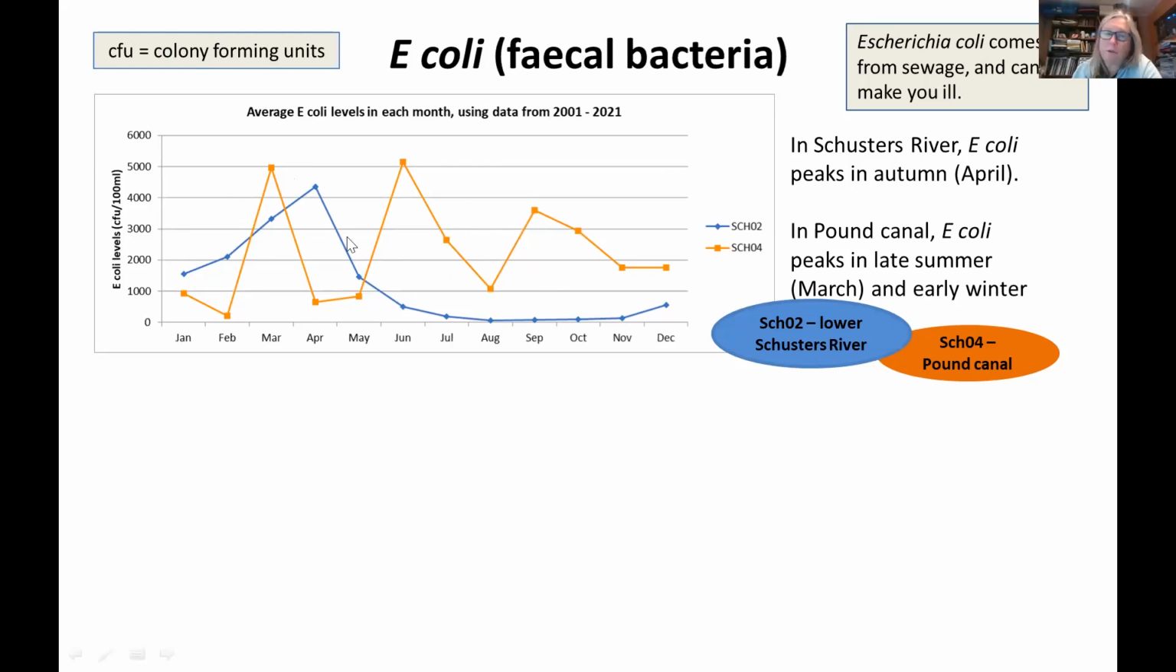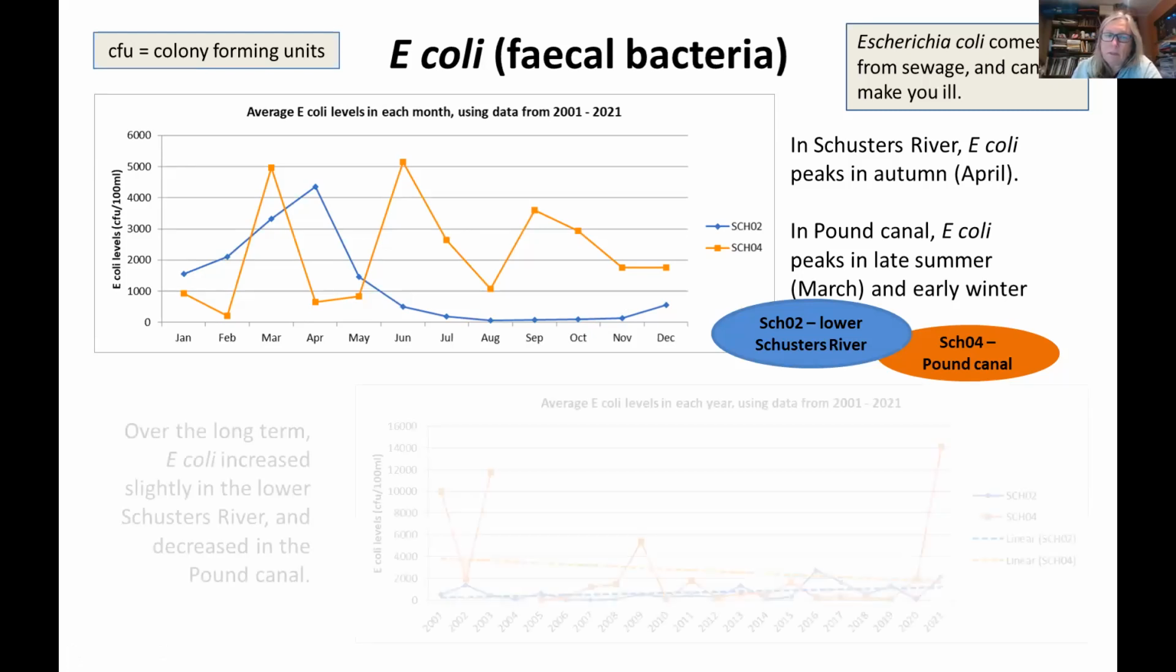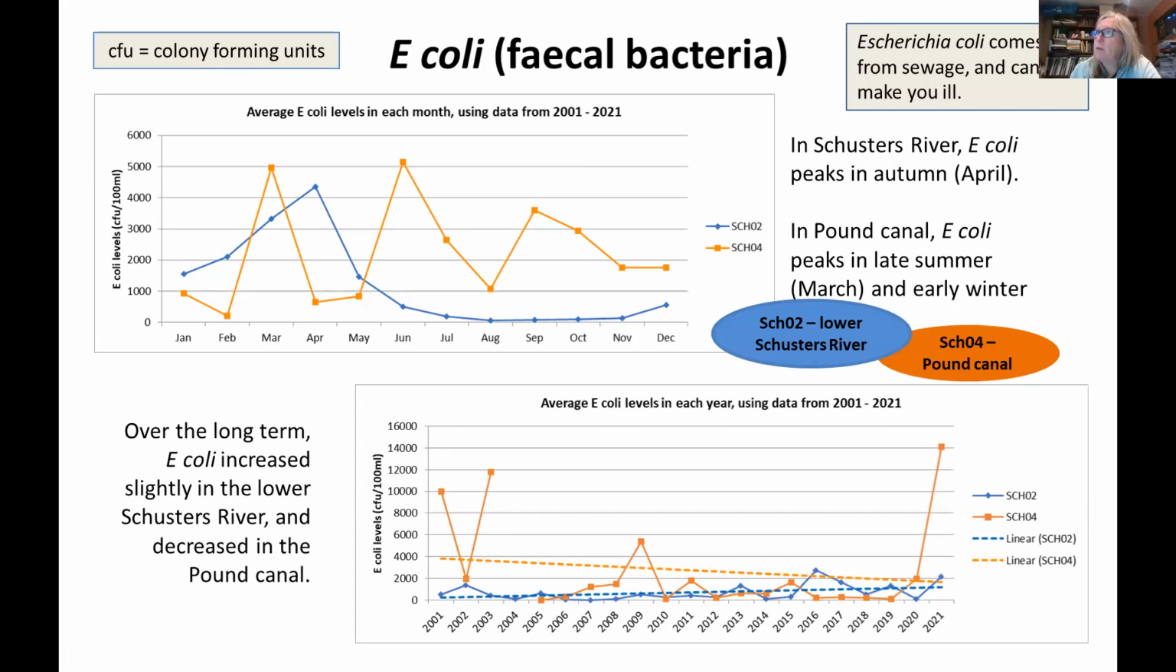Whereas the lower Schusters River has a very clear seasonal pattern of increasing through summer into late summer, and then decreasing into winter, and then heading towards December, it starts picking up again. So a very clear seasonal pattern, peaking in autumn, basically around about now. And we'll have a little bit of a chat about what that means just now.